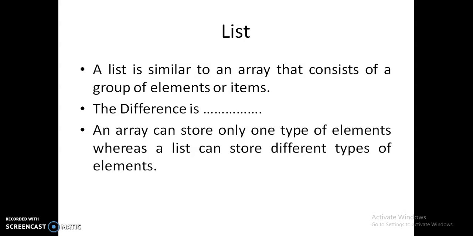It forms a group of elements as a collection, and here the group of elements can be the same type of elements or can be different types of elements. Generally in arrays it stores only one type of element, but here in the list it can store different data types of elements. This is the main difference between the list and array.